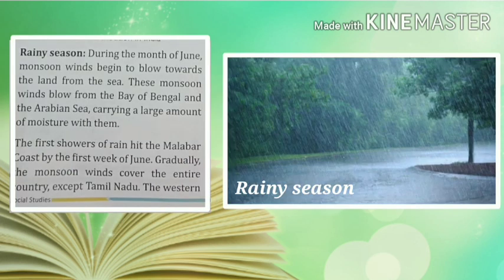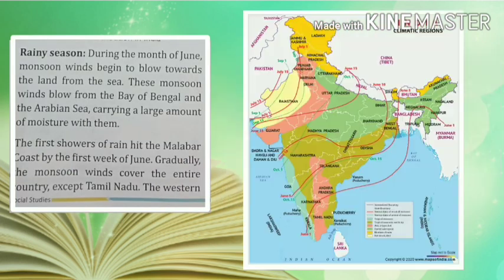The next season is the rainy season. So during the month of June, monsoon winds begin to blow towards the land from the sea. And these monsoon winds blow from the Bay of Bengal and the Arabian Sea, carrying a large amount of moisture with them. Okay. The first shower of rains hits the Malabar coast by the first week of June and then it gradually covers the entire country except Tamil Nadu.